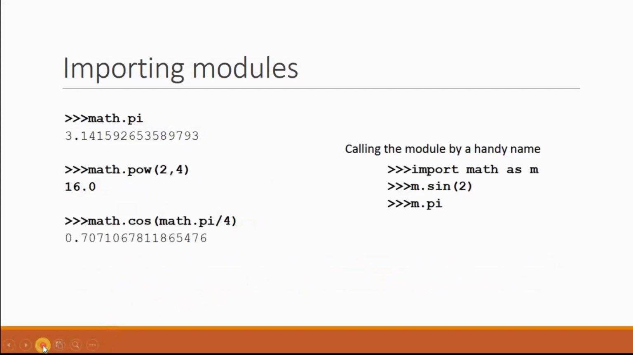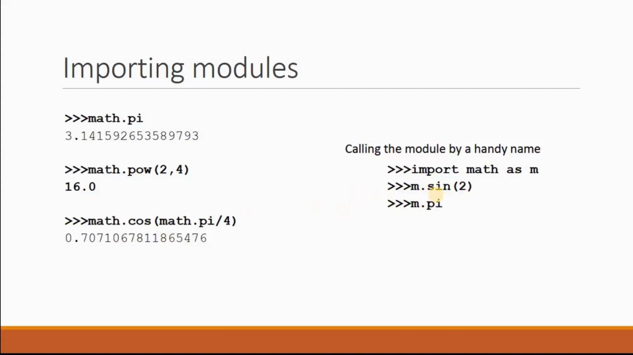So what you can do is you can import math as some handy name, right? You can give a handy name like import math as m, and then you write m dot, and then you write the function sine of 2. Okay, m dot pi, m dot pow 2 comma 4. So pow is for power, 2 to the power 4, something like that. Pi is also inside the math module, and it gives you the value of pi. So this way, instead of math, you can just write simply m dot, and you can bring out the function.